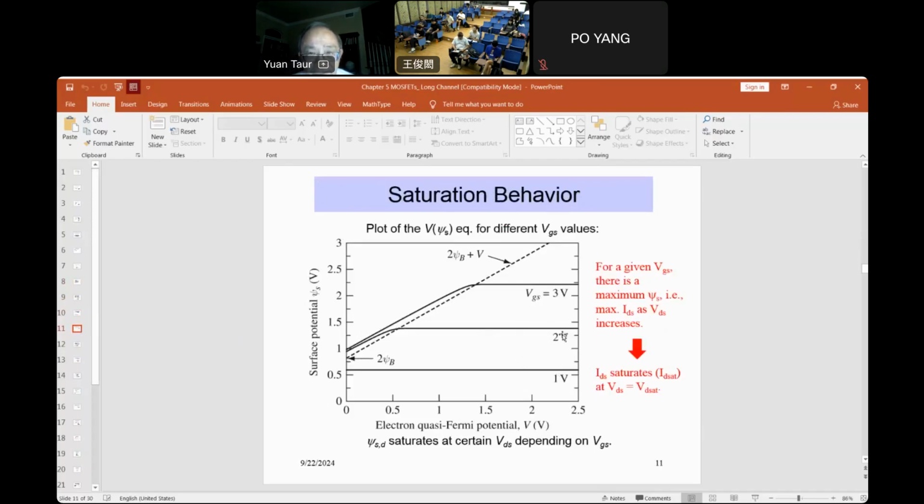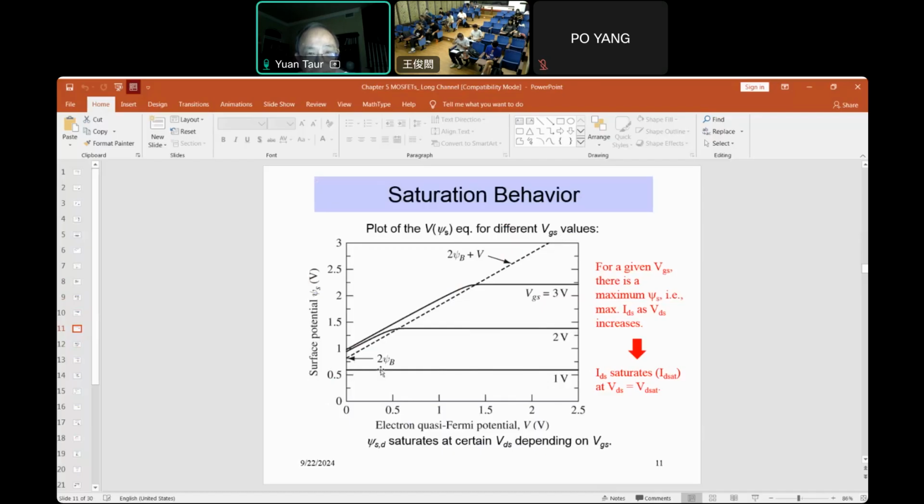We assume 3 gate voltages, 1, 2, 3, so 3 curves. Psi S is vertical, V is the x-axis. For VGS equal to 1 volt, it's below 2 psi B. You can see that even at V equal to 0, it's about 0.6 or something. 2 psi B is here. It's below 2 psi B, so it's subthreshold.